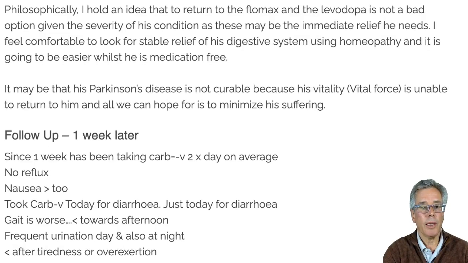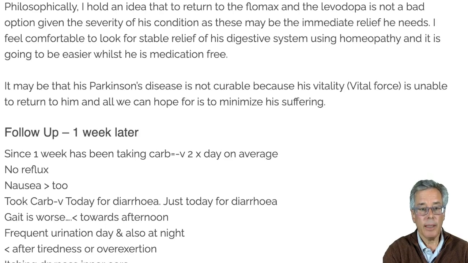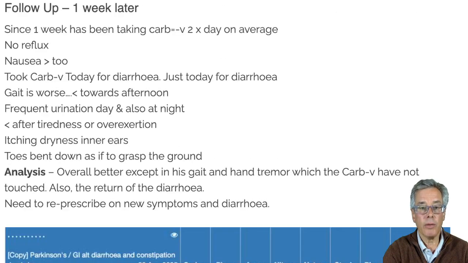So I did a follow-up a week later, and he's been taking the Carbo Vegetabilis, this is the abbreviation, I shouldn't have the equal sign there, twice a day on average. No reflux, nausea is better too. He took it today for bad diarrhea and only has taken it again since about 4 days for the diarrhea. And it wasn't determined whether it helped or not in this moment because he took it the same day I was talking to him.